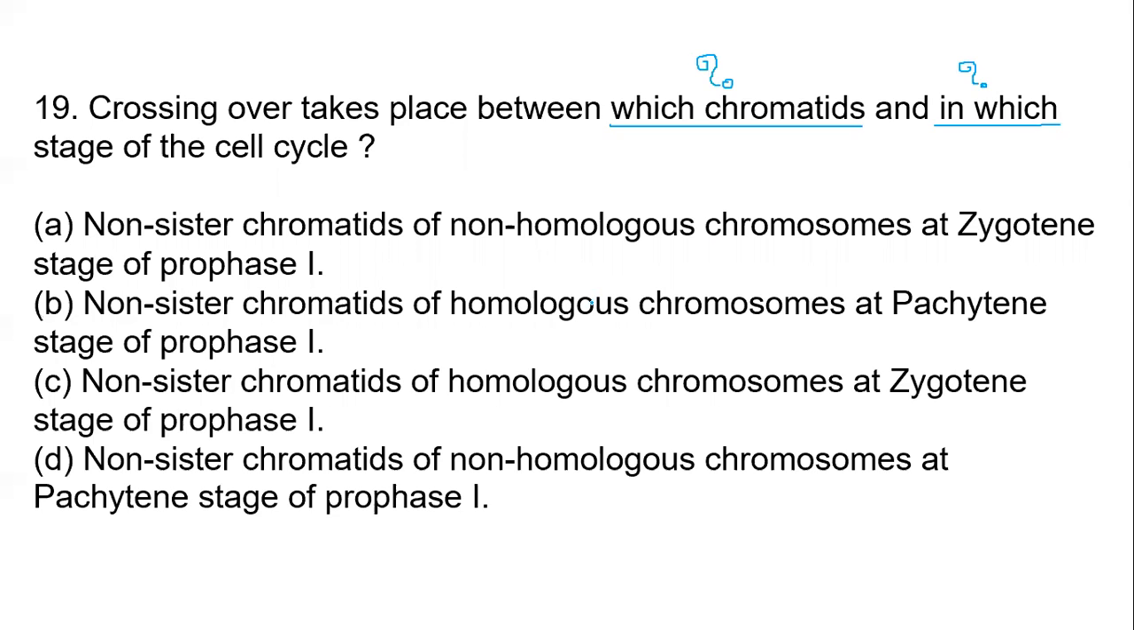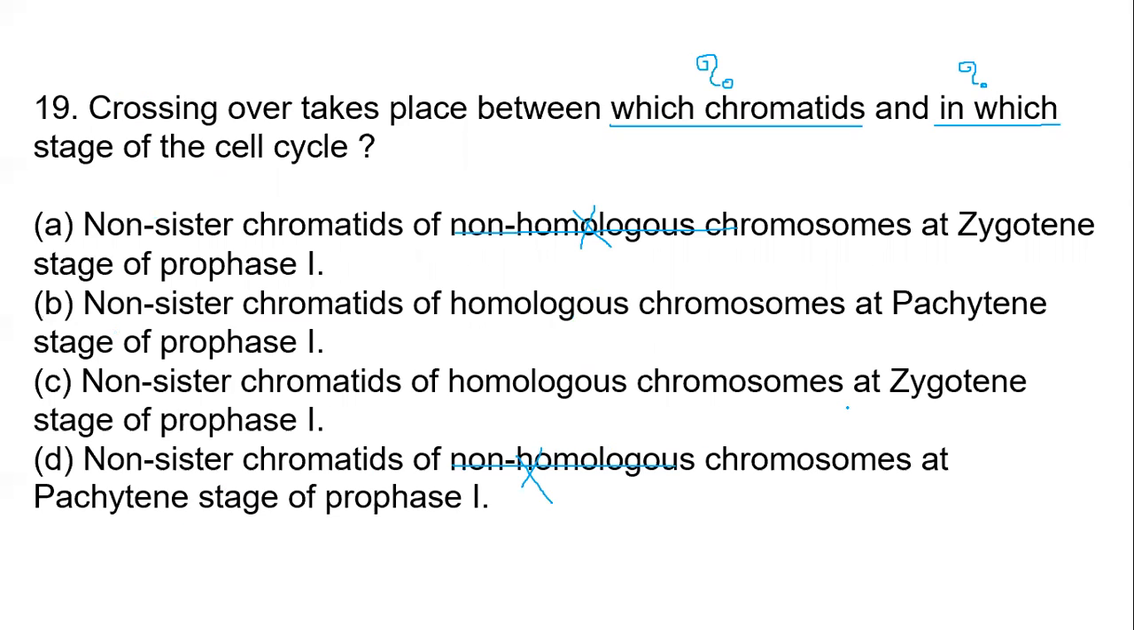Non-sister chromatids of non-homologous chromosome. No, they are homologous chromosomes. Statement A is wrong. Here also non-homologous is given, so that's again wrong. Where is crossing over actually happening? Non-sister chromatids of homologous chromosome. Correct.